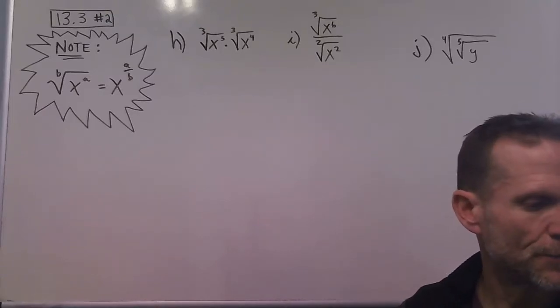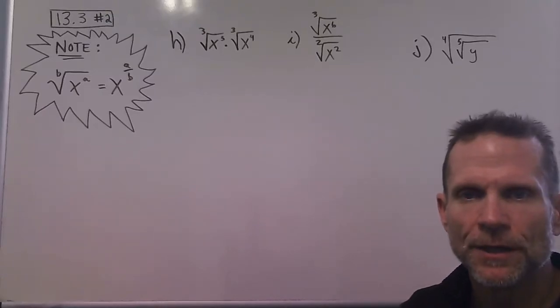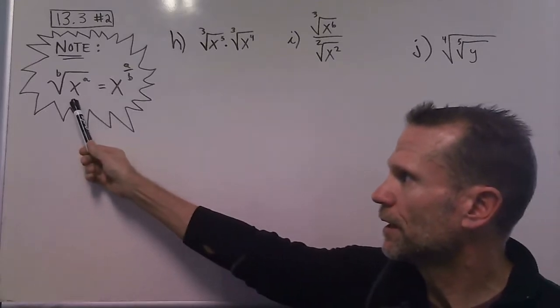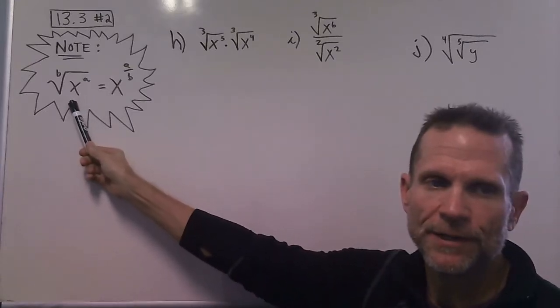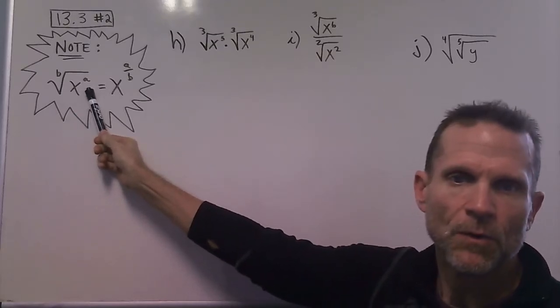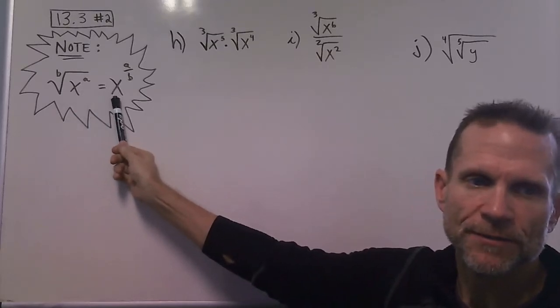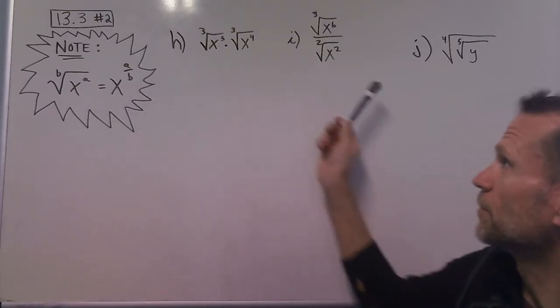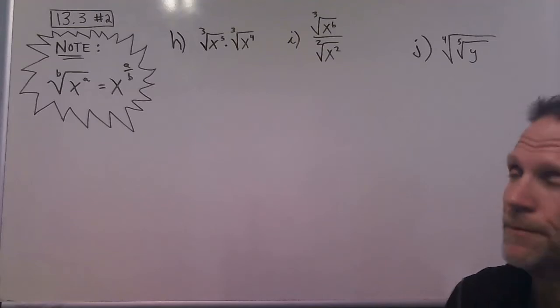Okay, continuing on with 13.3, number 2. You want to remember this note that we can have it written in radical notation with power here, or we can write this as a rational exponent. So using that rule can help us simplify these next 3 problems.